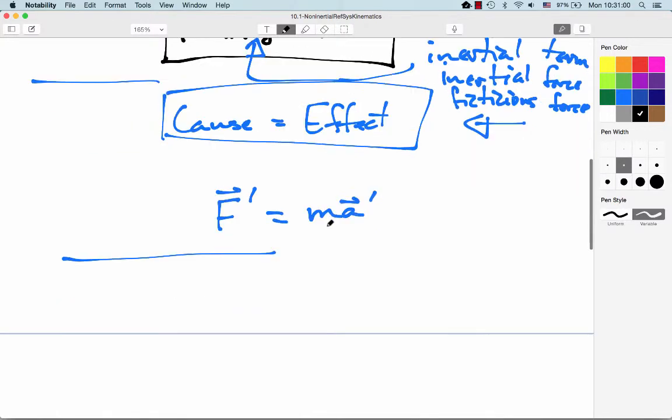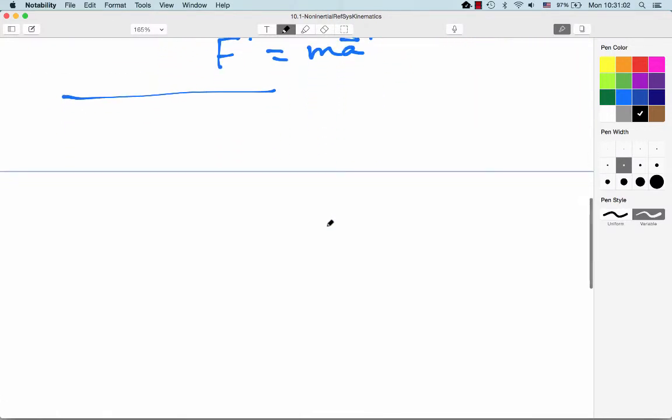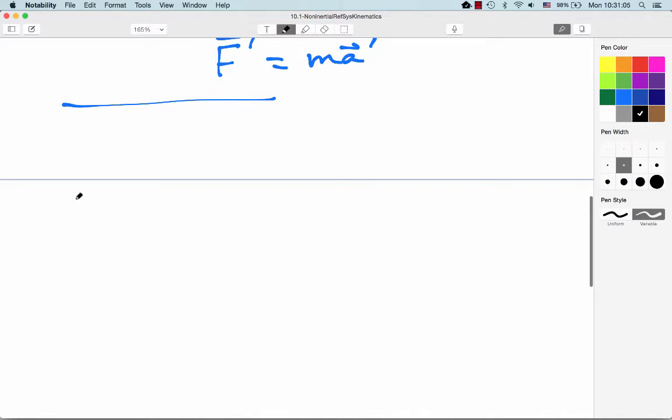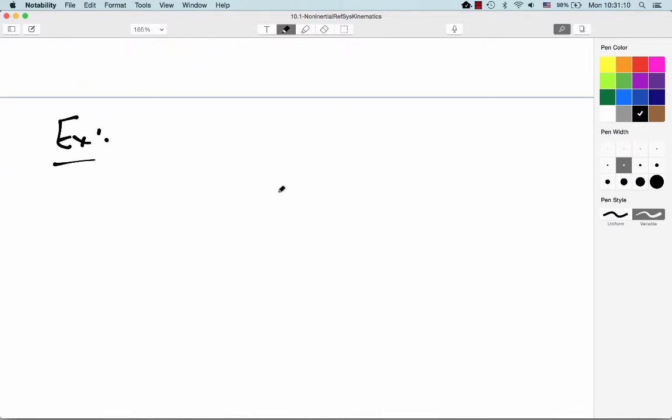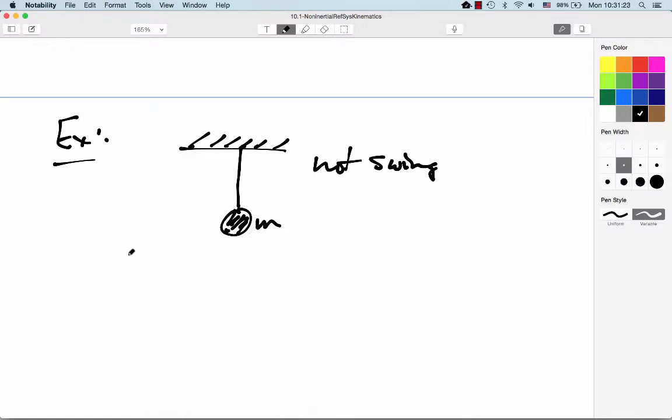Now let's take that idea a little further. Let's look, for instance, at a pendulum bob hanging in our rocket. At the moment, we'll just have it not swing. So there's our pendulum bob, mass m, and the thing is accelerating upward with the rocket at a naught. Well, we can go ahead and draw a free body diagram for it.